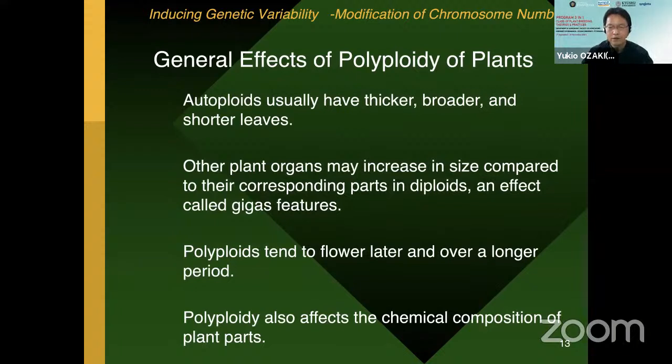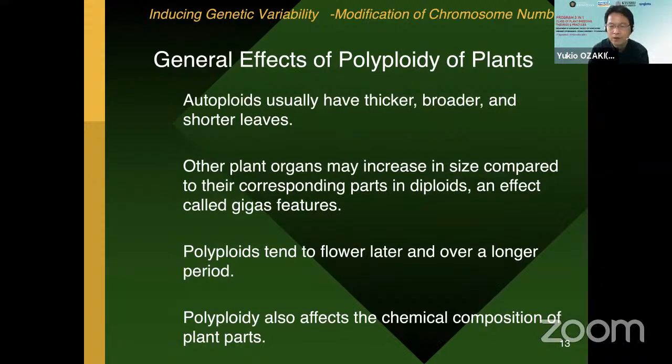The plants tend to be determinate in growth. The growth rate of polyploids is less than that of diploids. This may be due to their lower auxin content than their diploid counterparts, as found for tetraploids. Polyploids tend to flower later and over a longer period. In grasses, autoploidy tends to reduce branching or tillering.